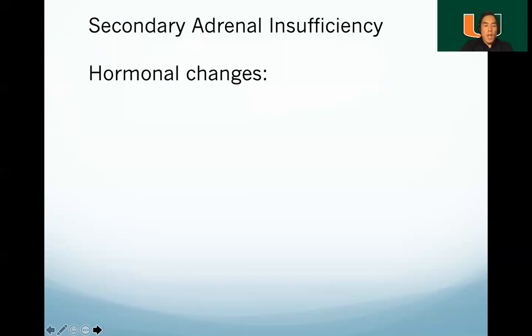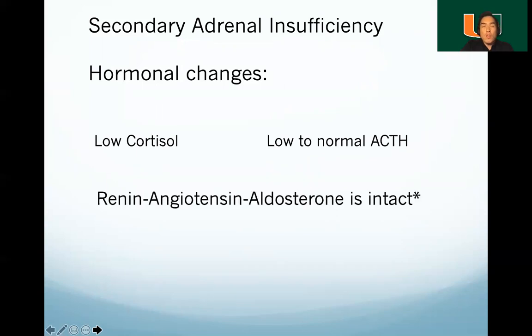doesn't make enough ACTH. So what you're going to see is low cortisol and low to normal ACTH, right? It doesn't have a robust response. In primary, remember, the renin-angiotensin-aldosterone system is intact, right? So renin-angiotensin can stimulate aldosterone production. This is important because when you diagnose someone with central adrenal insufficiency, you don't have to start that person on mineralocorticoid, because the renin-angiotensin-aldosterone system is still intact.